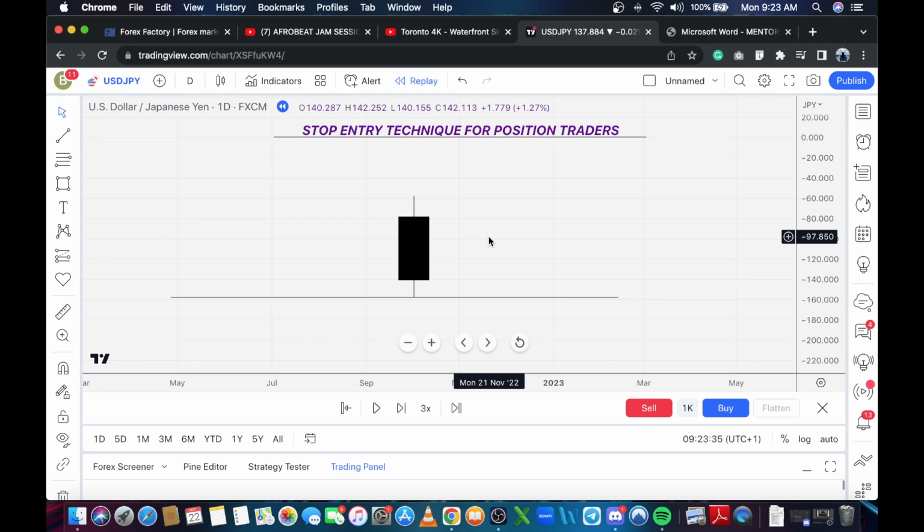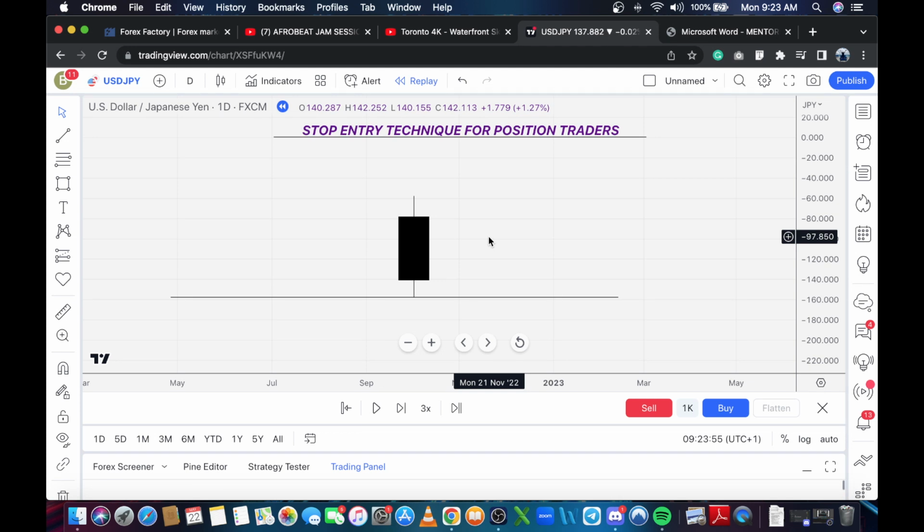Again, you can also apply this to a lower time frame, but because we are dealing with macro analysis and higher time frame analysis, this is going to essentially cover entry technique for more of a position style trading or swing style trading using the daily candles.